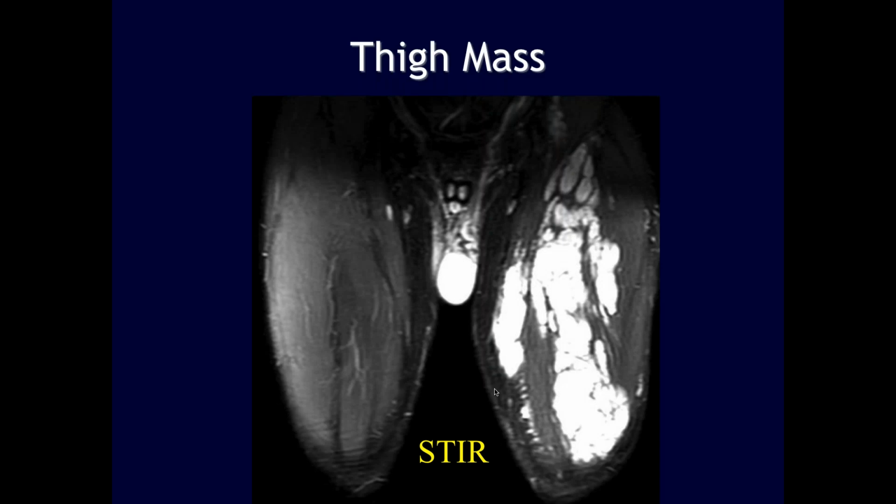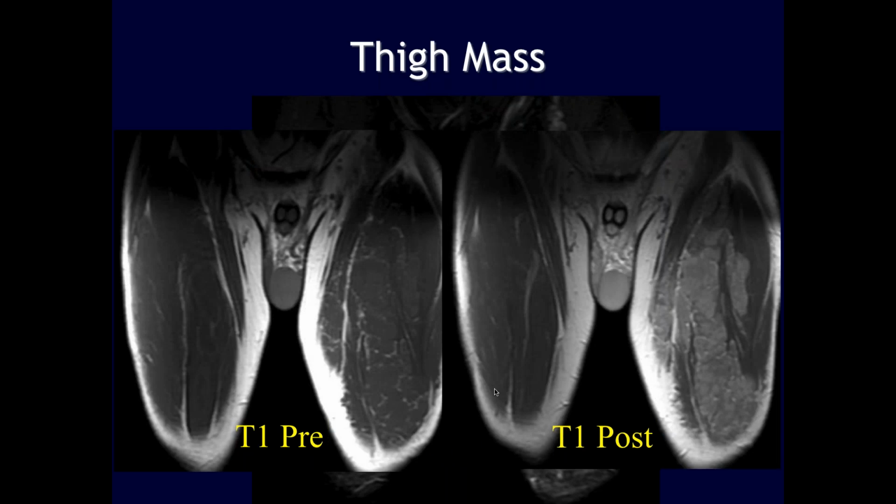All right, for the next case, single image in coronal plane with stir weighting, a thigh mass. I'm seeing fairly ill-defined hyperintense signal involving almost the entire medial and anterior compartment of the thigh. On T1 pre and T1 post, the mass is enhancing, not avidly, but enhancing for sure. With such a large mass encompassing both compartments, you're seeing some septa.